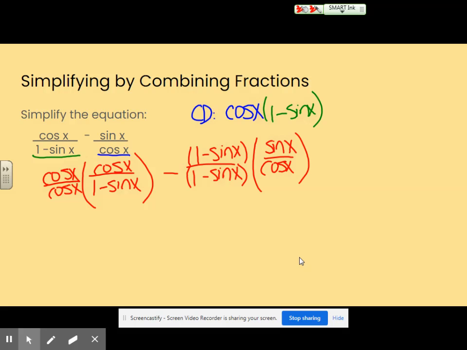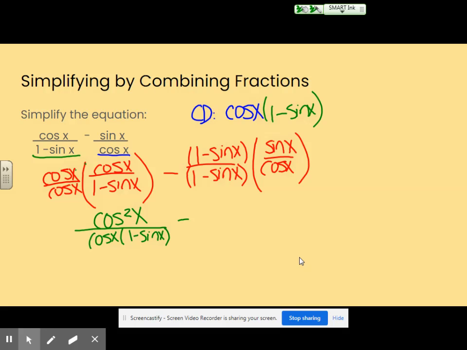All right, let's do some multiplication. I'm going to multiply my cosine times my cosine in the numerators. I'm going to get cosine squared x over cosine x times 1 minus sine x. You don't have to distribute it. In fact, when you're simplifying, it might be easiest to just leave everything as outside as it can be, especially in denominators, because we want to see if things will divide out. So that's my left side.